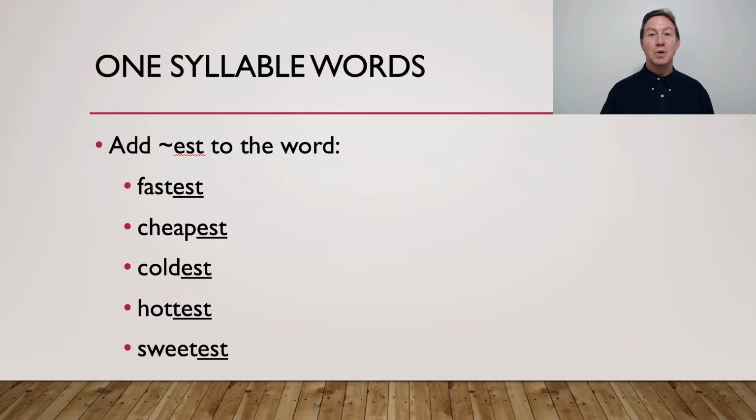Cold becomes coldest, est. Hot becomes hottest. And you'll notice that hot needs to double the T. This is because we have the short sound of the vowel before the consonant at the end of the word. So hot, big, sad, those are examples of words that you need to double the consonant at the end of the word. And sweet. Sweet becomes sweetest by adding est.